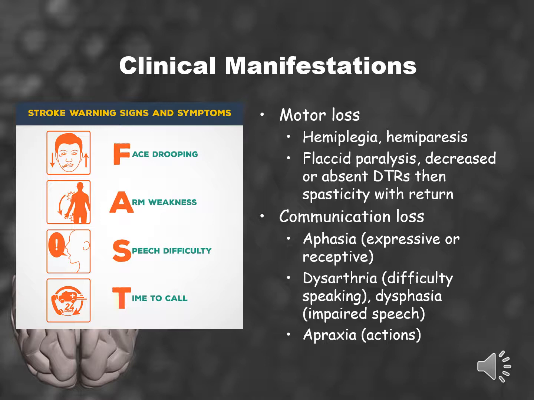In regards to communication, a lot of your patients have aphasia. Depending on the area of the brain that's affected, that could be an expressive aphasia or a receptive aphasia. Many of them also have dysarthria, which is one of those key things we look for in that FAST acronym. So that's the difficulty speaking, or dysphagia, which is the impaired speech. A lot of patients also end up having issues with apraxia, where they're not able to perform an action that they had known how to do before. For example, you may ask them to brush their hair, and if they have apraxia, they may have forgotten how to do that and would have to relearn that action.